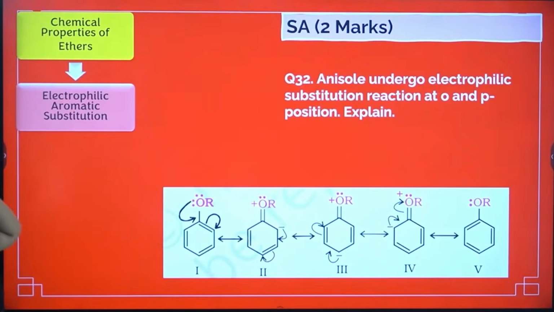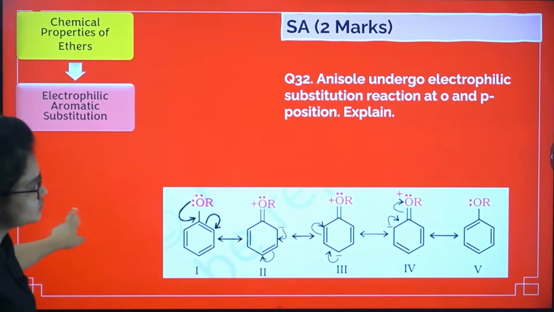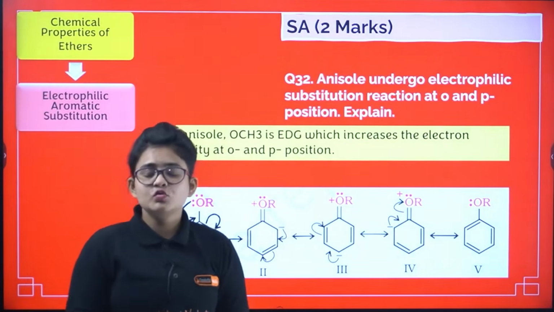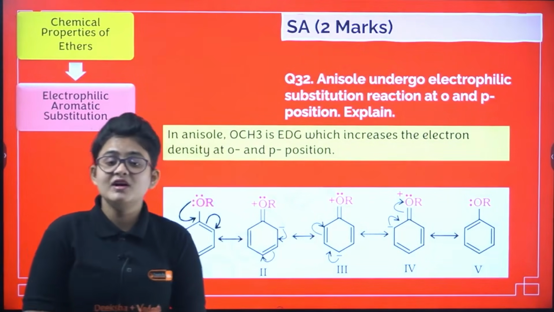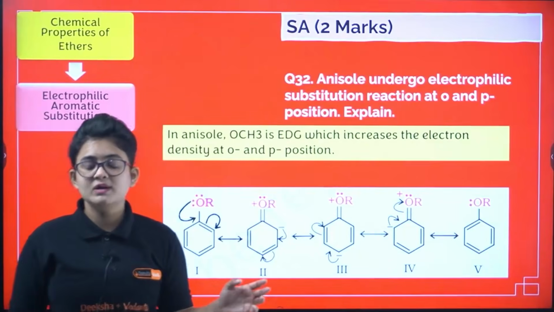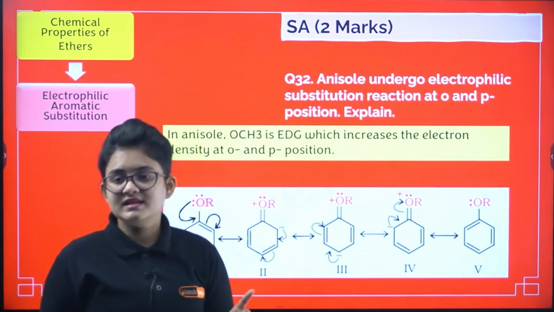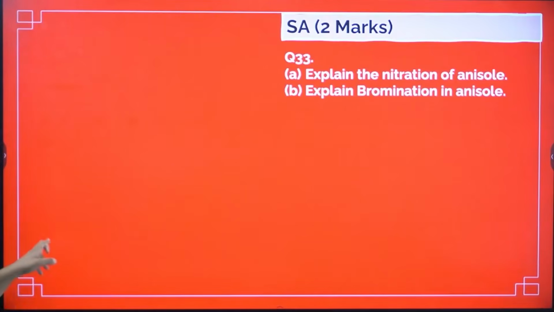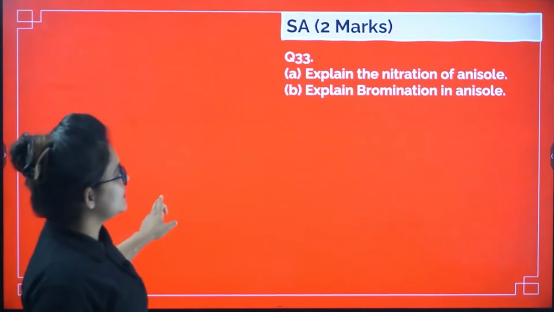Anisole undergoes electrophilic substitution at the ortho and para positions, because the OCH3 group is an electron donating group and it increases the electron density at the ortho and para positions only. That's the reason electrophilic attack takes place at the ortho and para. Next, explain the nitration of anisole, explain bromination.